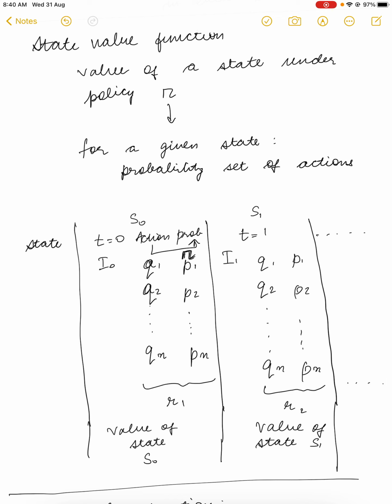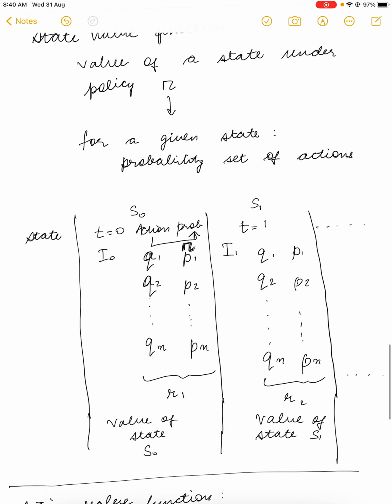After taking these actions, I'll go to the next state S1, at t equal to 1. I'll have inventory I1, and there will again be some actions available to me, different order quantities, Q1, Q2 and so on. Again, for the policy, I'll have a different probability associated with each decision, and I get the value of state S1. So I'll go to the paper now.